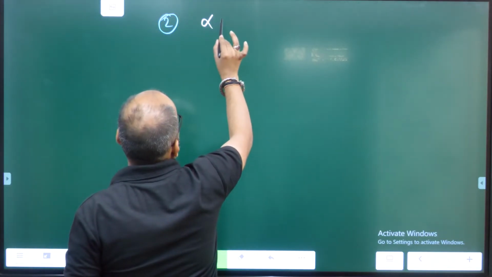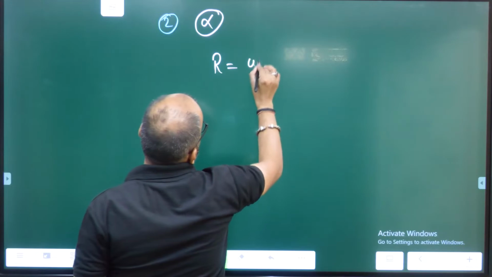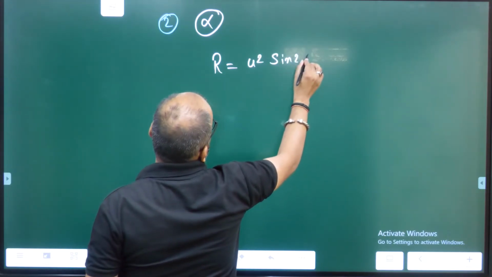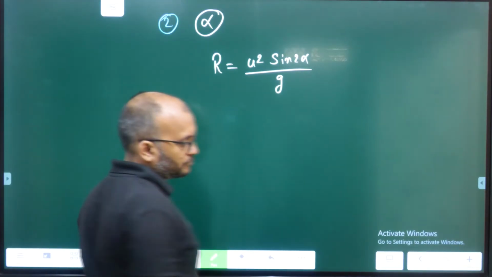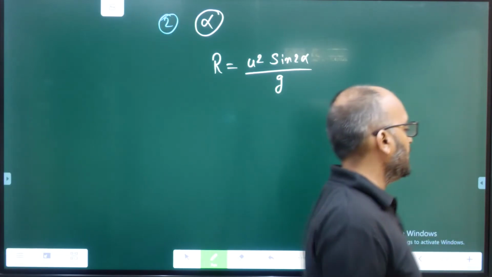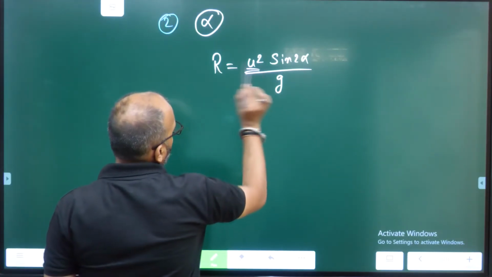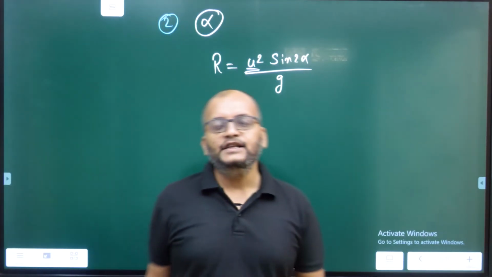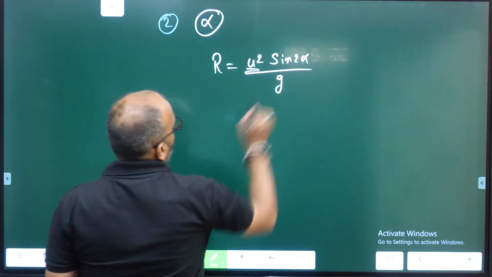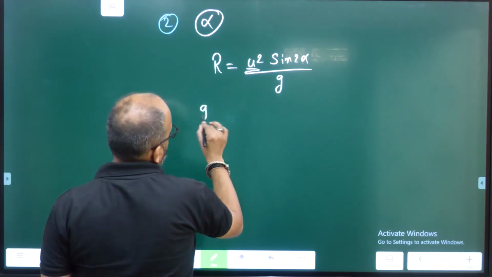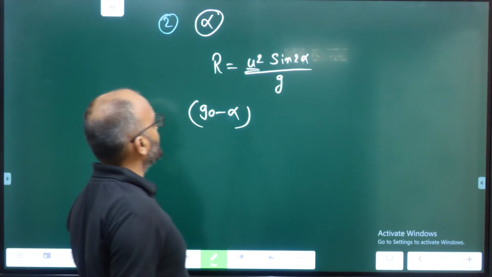Second point. Suppose we find out range at some angle called alpha. So what will be the range? Range will be u square sine 2 alpha upon g. That's what range will be for alpha. Now, keeping the value of u same, I mean the initial velocity of projection is same, but take angle as 90 minus alpha.